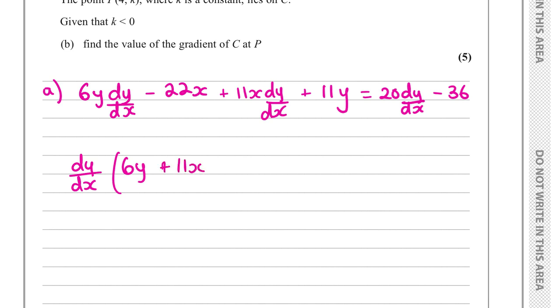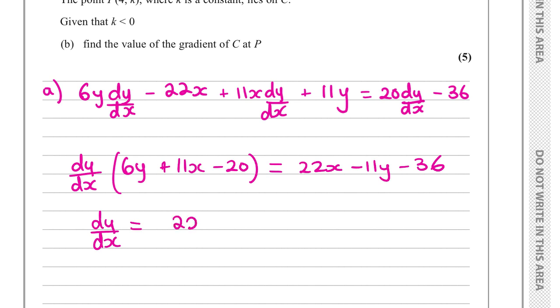Plus 11x minus 20. And this equals, and I'm going to move everything to the other side. So I'm actually going to have 22x minus 11y minus 36. Okay, so that means that dy by dx equals 22x minus 11y minus 36 all over 6y plus 11x minus 20.